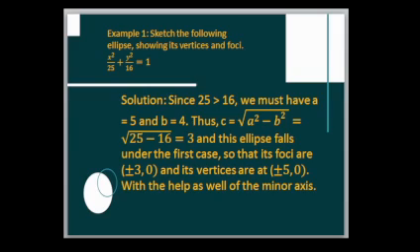And to get c, we have the square root of a squared minus b squared. So a squared is 25 and b squared is 16. So the square root of 25 minus 16 is the square root of 9, and the square root of 9 is 3. And this ellipse falls under the first case, so its foci are positive and negative 3 and 0, and its vertices are positive and negative 5. And with the help as well of the minor axis, we can sketch the graph of this ellipse.